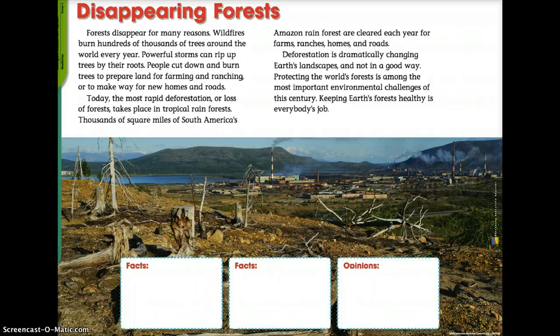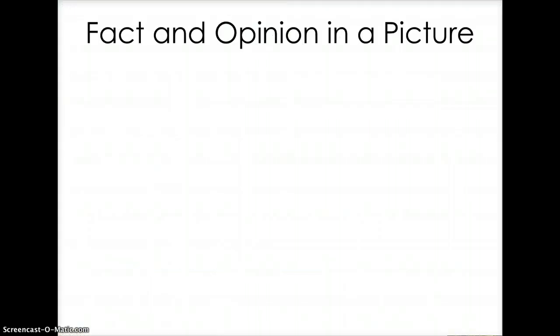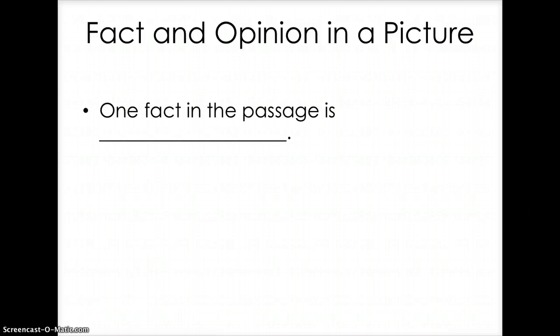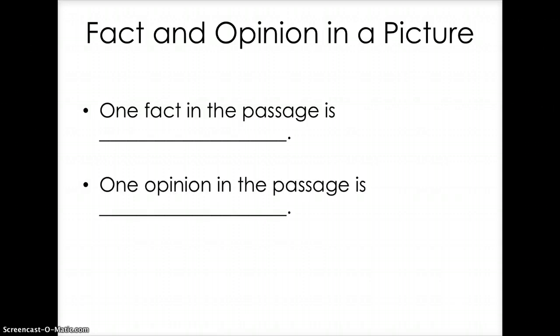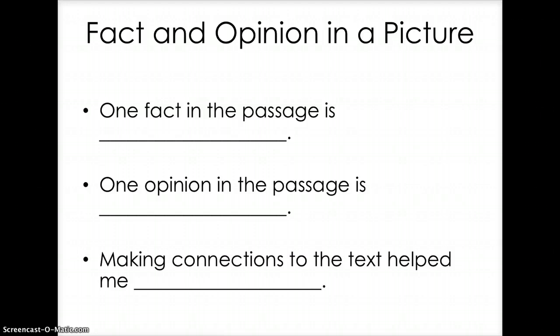So when we think about looking at fact and opinion, we want to talk about the academic language and the sentence frames. The sentence frames, when we look at fact and opinion in a passage, are: One fact in the passage is blank. Okay? One opinion in the passage is blank. And then making connections to the text helps me. So how does making connections to the text help you as a reader and help you as a student?